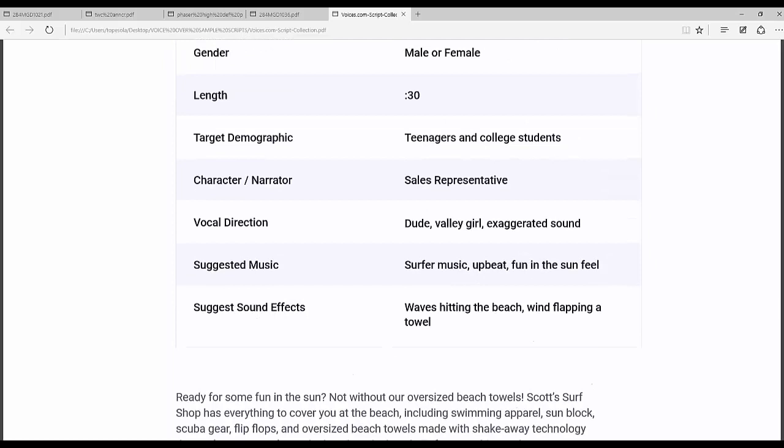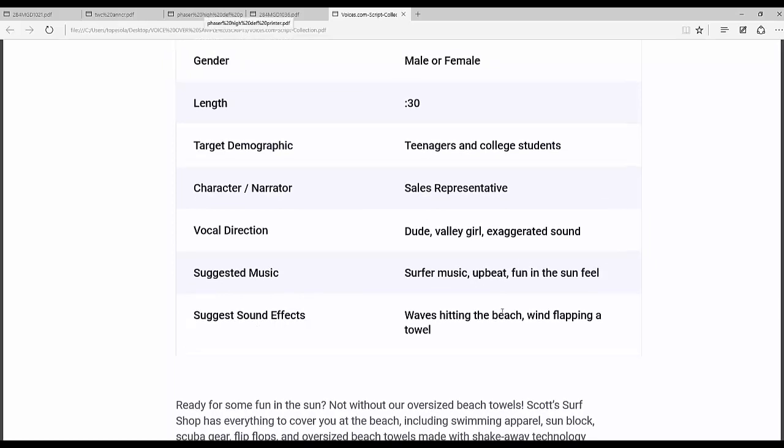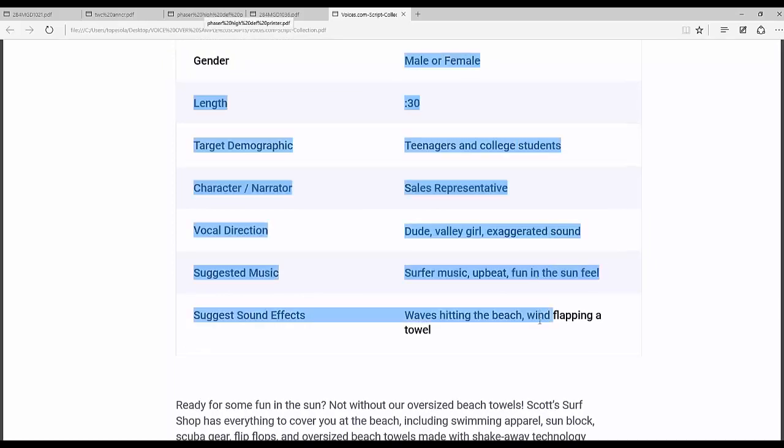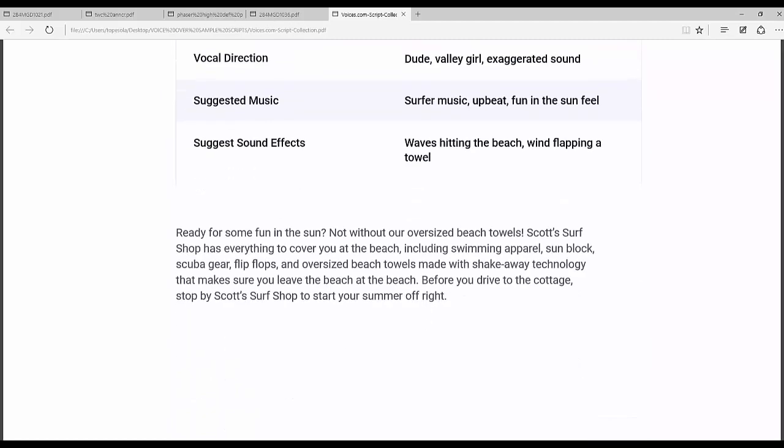Now you have already seen all of this description here, so it is self-explanatory. You know what you're talking about. So you're talking to teenagers, co-teenagers. You are a sales representative. So you go, ready to have some fun in the sun, not without our oversized beach towels. Scott's Soft Shop has everything to cover you at the beach, including swimming apparel, sunblock, scuba gears, not scuba gears. I said gears, so that's part of the thing. You have to mention what is written. Don't think you know more than whoever has written the scripts, because most times before they give you scripts, they have gone over the scripts over and over again before it is approved for airing.